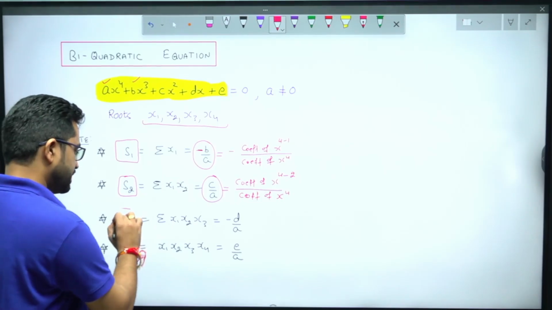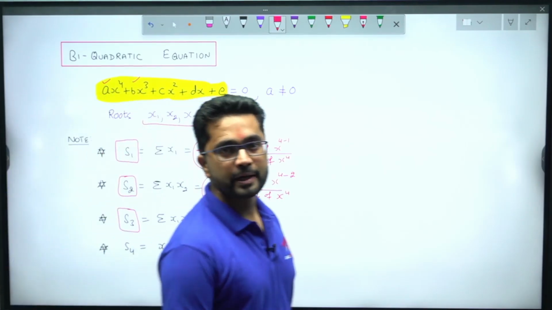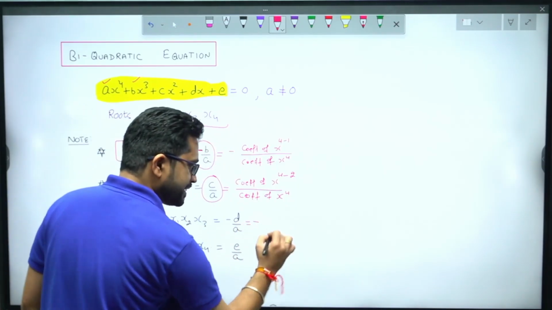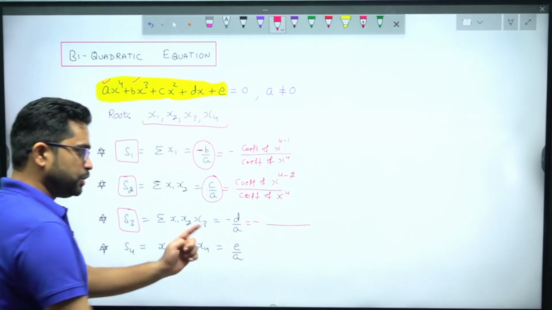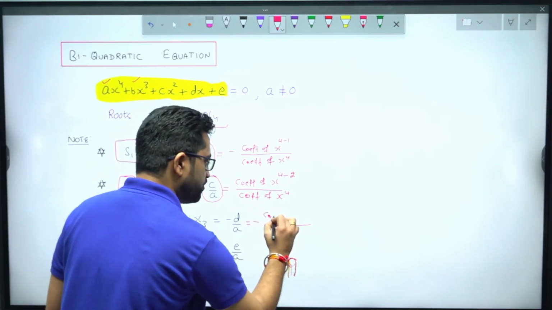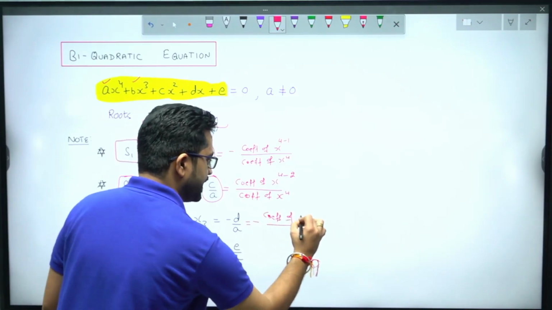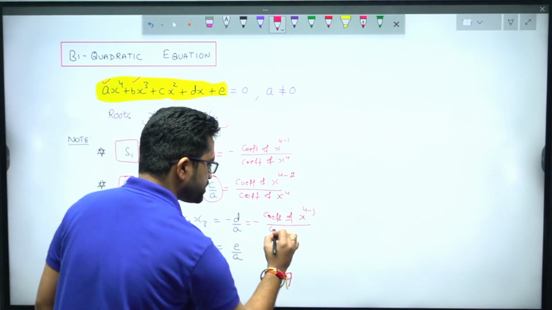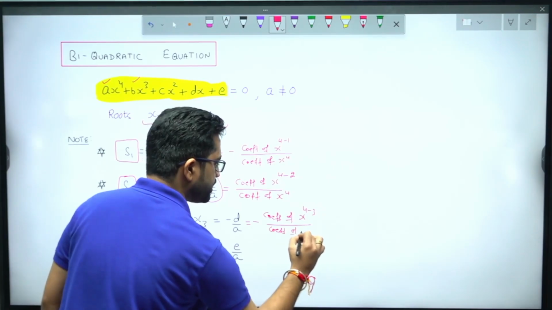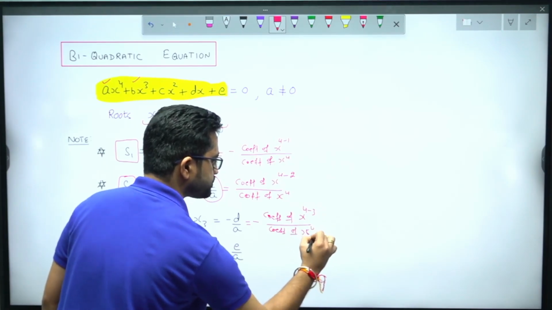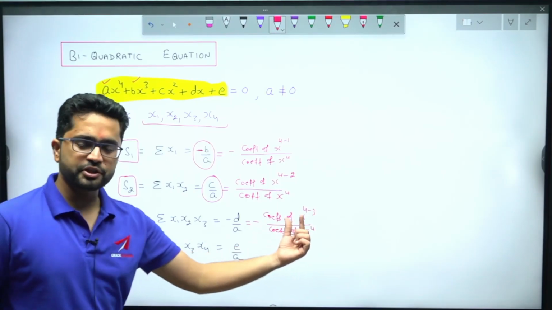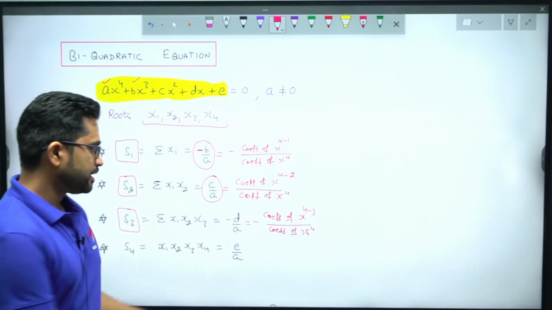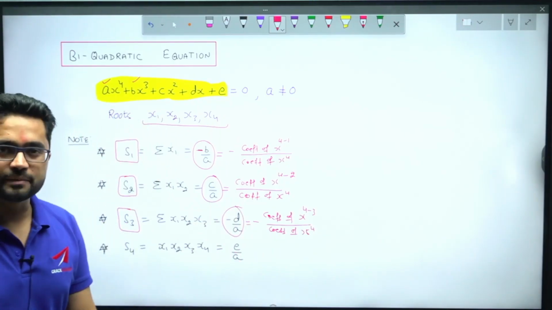The next one, what is it? S3. Now what about S3, guys? If it is 3, I'll apply a minus sign. Then in the numerator it has to be the coefficient of x power 4 minus this number, that is 3, upon the coefficient of x power 4. Check what is the coefficient of x power 4 minus 3, that is the coefficient of x power 1, that is D, and upon it is A, so minus D by A.